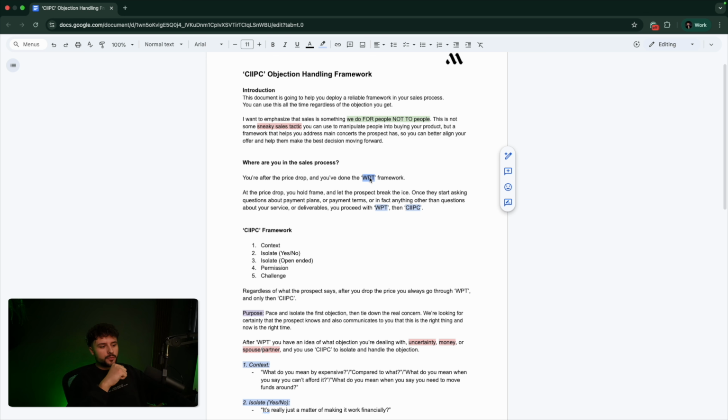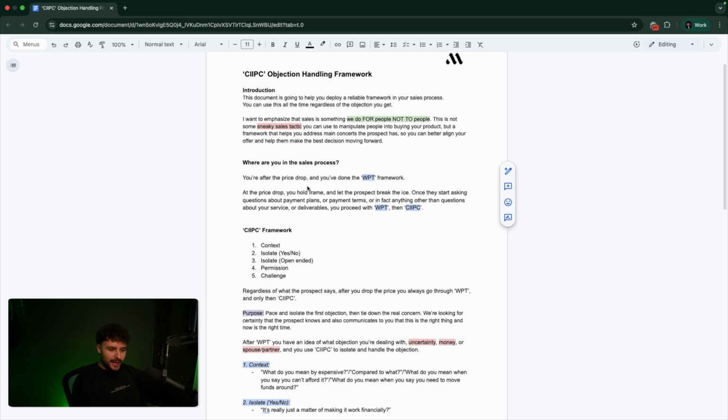So in the WPT framework, we isolate one objection. We pace the first objection, so we get an idea whether it's a financial objection, whether it's uncertainty, whether it's money, that's financial, or whether it's like spouse and partner. So money, so finances, spouse or partner, or uncertainty are the 3 biggest objection handling buckets, if that makes sense.